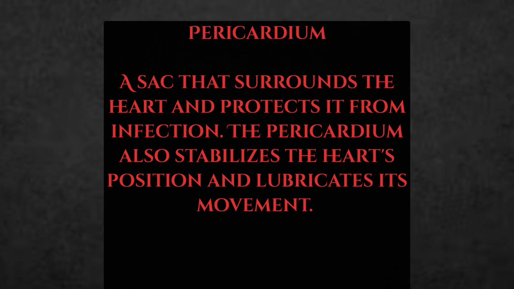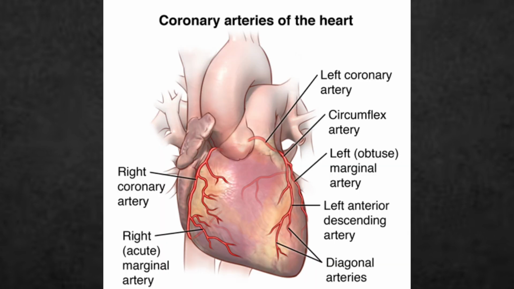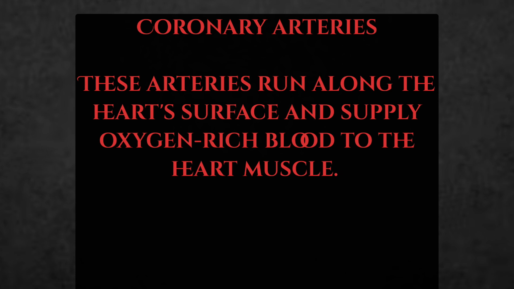Pericardium, a sac that surrounds the heart and protects it from infection. Pericardium also stabilizes the heart's position and lubricates its movement. Coronary arteries. These arteries run along the heart's surface and supply oxygen-rich blood to the heart muscle.